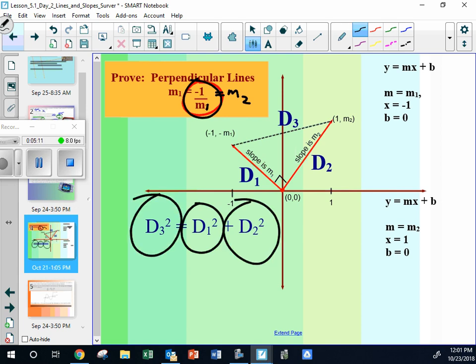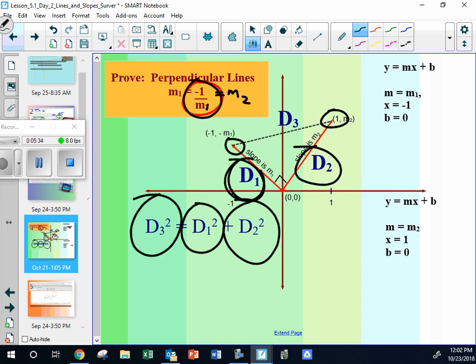What do you think the variable d implies here? Distance. The distance between a couple points. The distance between this point and this one is d3. Could you find d3 by actually using d1 squared plus d2 squared? Yeah, you could.